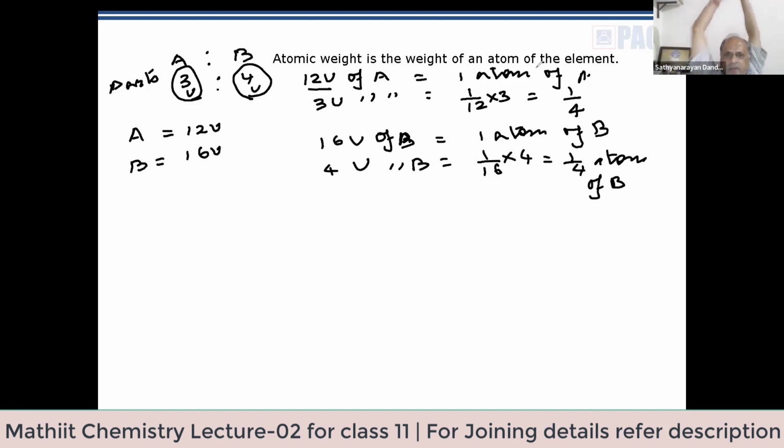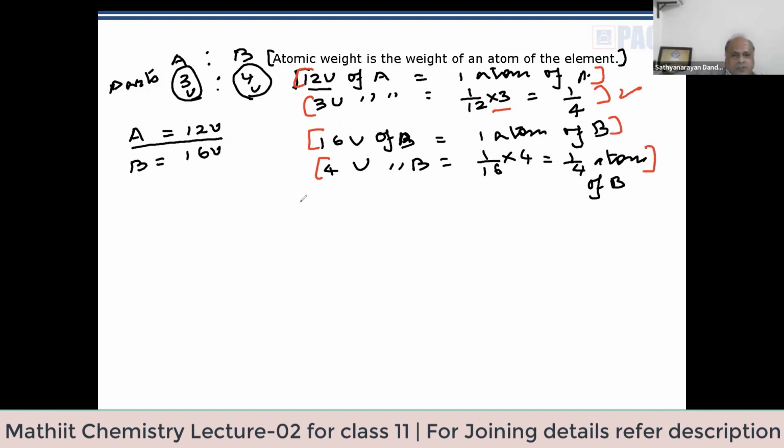Atomic weight is the weight of 1 atom of the element. Atomic weight of A is 12. That means 12U means 1 atom of A. Therefore, 3U means 1 by 12 into 3, that is equal to 1 by 4. Is it okay? In the same manner, 16U means 1 atom of B. Therefore, 4U means again 1 by 4 atoms of B.